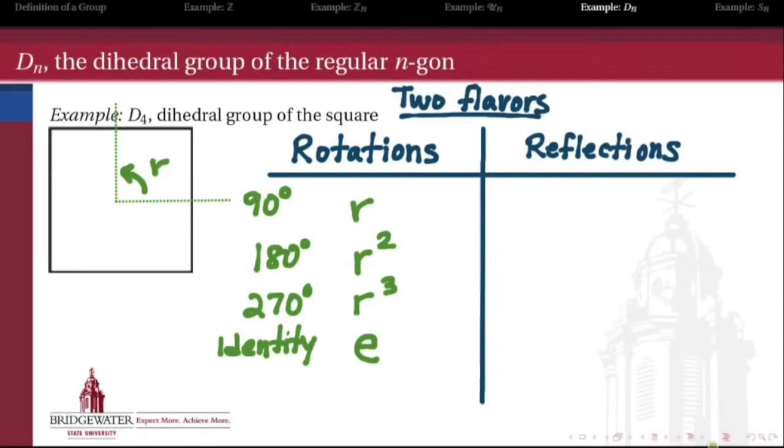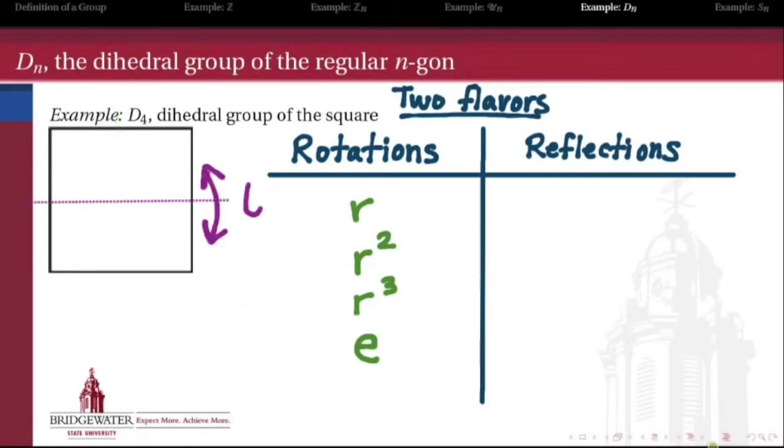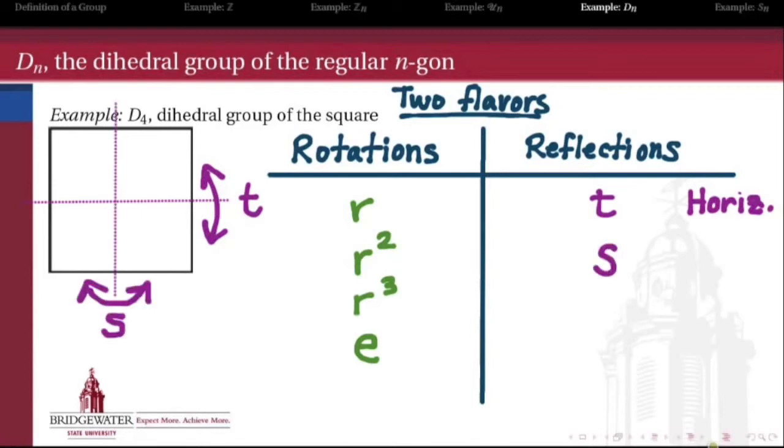The other flavor of symmetries in the dihedral group are the reflections. So for example, this square is symmetric about its horizontal axis. Let's call that reflection the element T. There are a variety of other axes on which we could reflect the square as well. What about the vertical axis? Let's call that S. Well, it turns out that S isn't so different from the elements that we already see in this group. In fact, it turns out, and you can check this, that this reflection about the vertical axis is really the same thing as the composition of T with R squared. In other words, rotate twice, rotate by 180 degrees, and then reflect.